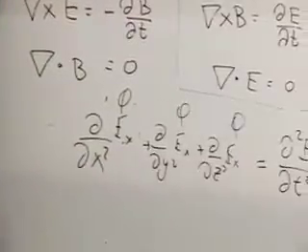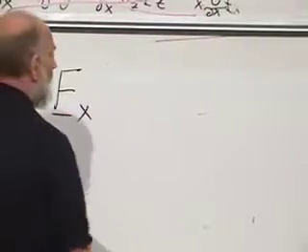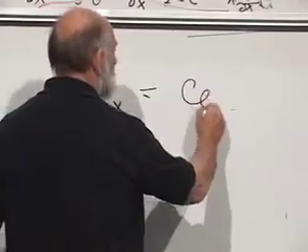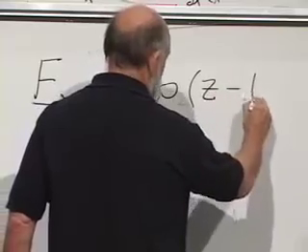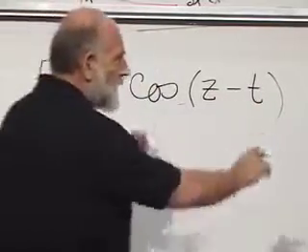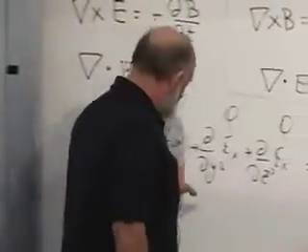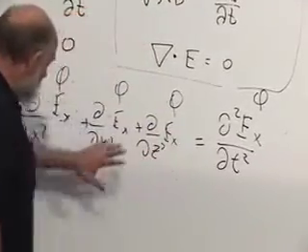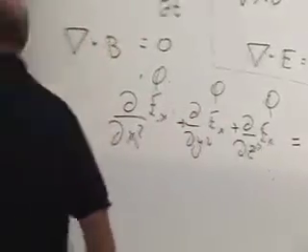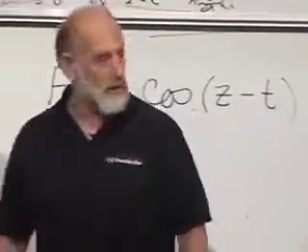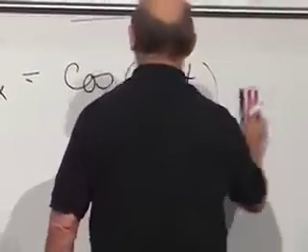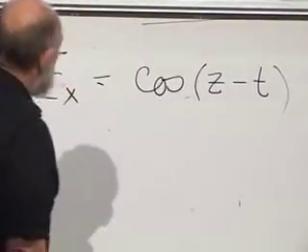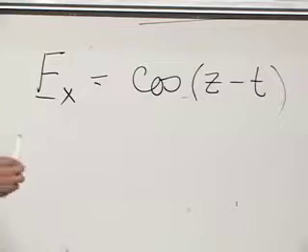This equation has solutions of the form, for example, Ex is equal to cosine of, let's just take a simple example, z minus t. This would be a wave moving down the axis. It's the wave equation. It has a solution which is a wave moving down the z-axis. That's what this cosine of z minus t is. I could put a constant k, but let's leave it out. It only complicates things. This would be a wave whose electric field is pointed along the x-axis.